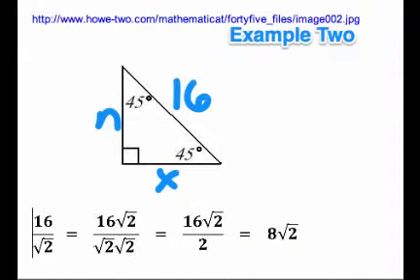Now some of you may look at this and notice a pattern. 8 is exactly 1/2 of 16. And in fact that will always be true. If the hypotenuse was 10, this would have been 5 rad 2. If the hypotenuse was 24, the leg would be 12 rad 2.